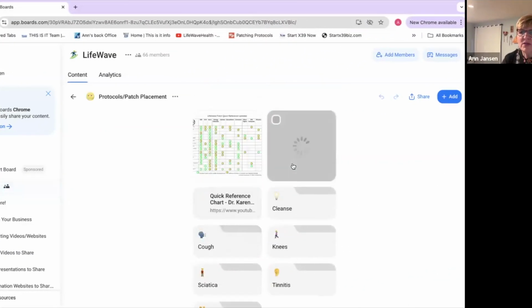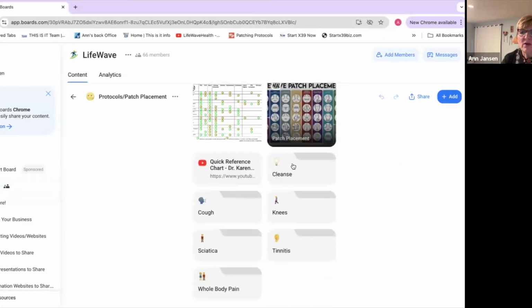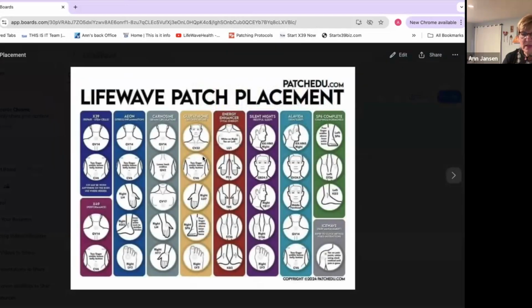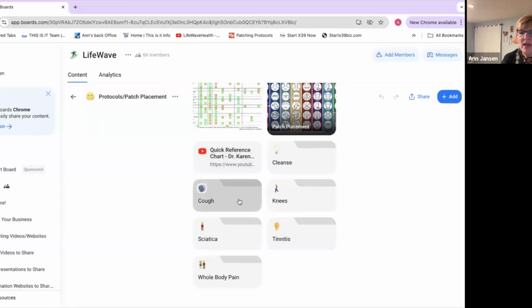So protocols of patching, these are for specific things. This is Dr. Karen Kahn, and here's her explanation of this chart. This is Jen's chart. These placements are the ones you're going to get in the little booklets that come with the patches when you buy them. And then these protocols are just different things. If you have sciatica, what you might try. And this folder will definitely be growing.